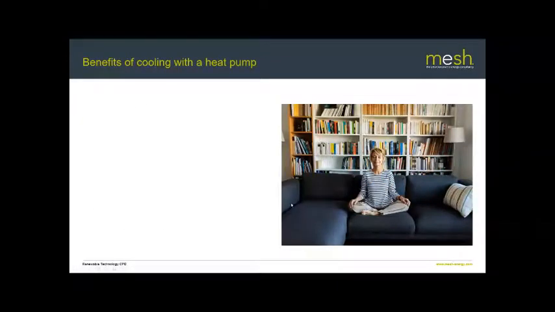So why would you cool with a heat pump? Well, firstly, it increases the occupant comfort. Most people find a room temperature of between 21 and 25 degrees quite comfortable. So typically we'll try and keep room temperatures within that kind of range. There's less additional plant when compared to specifying a dedicated air conditioning system. You're not duplicating external fan units, for example.